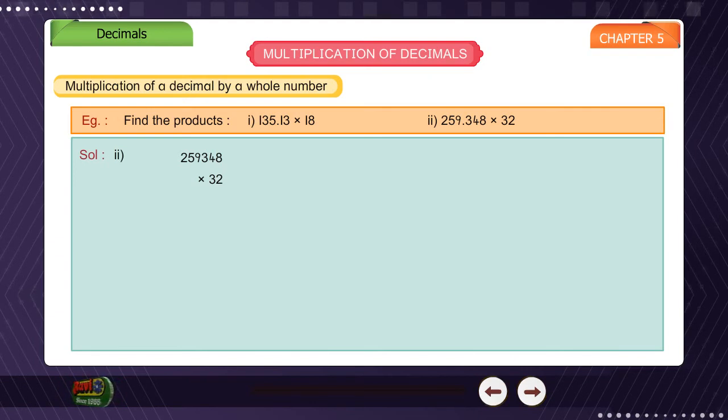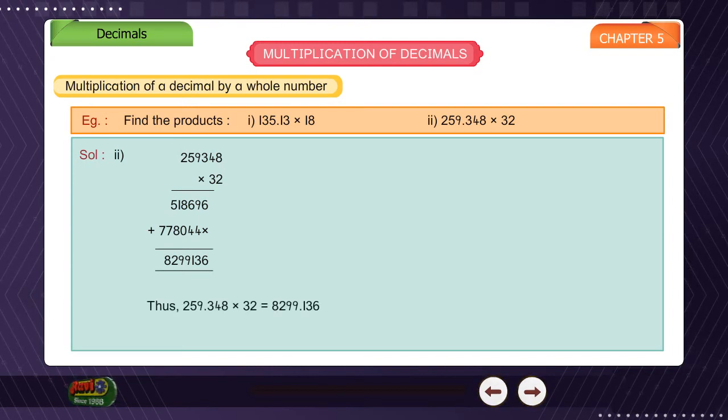2. 2,59,348 into 32. 5,18,696 plus 7,78,044 is equal to 82,99,136 (reading the partial products as 5,18,696 and 77,80,440). Thus, 259.348 into 32 is equal to 8,299.136.